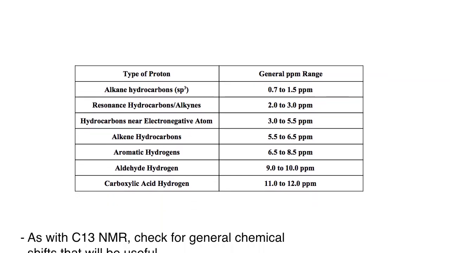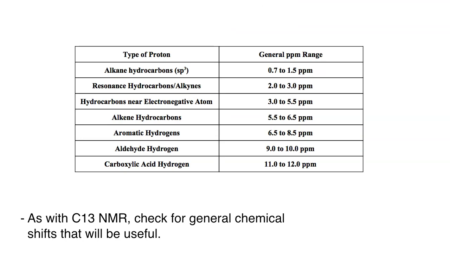So let's take a look at a general summary. This table is a little bit shorter than the carbon table. First, the types of protons that we can have. You can have an alkane hydrocarbon, which is sp3 hybridized. These are your CH3, CH2, and CH, and that's going to have a general range of 0.7 to 1.5. The CH3s, the methyls, are going to be the lowest on the ppm scale, the most shielded, and then as you creep up to the methine, the CH, that would be around 1.5.